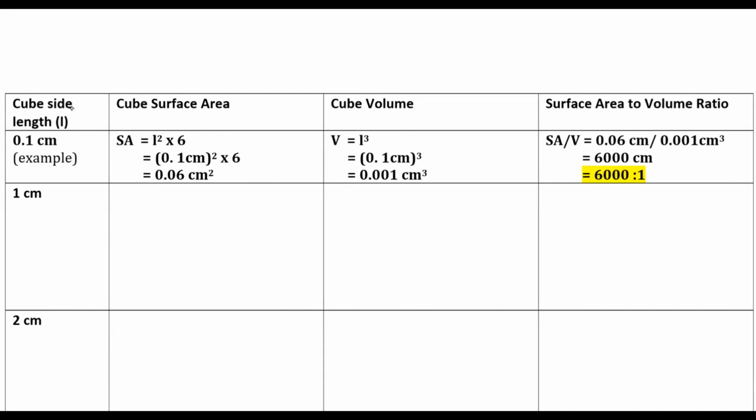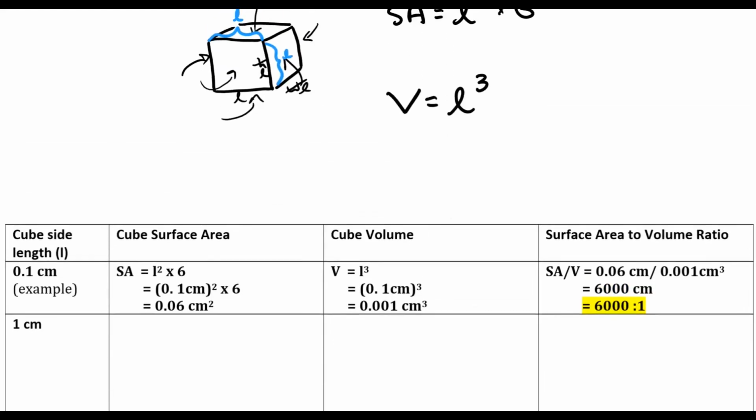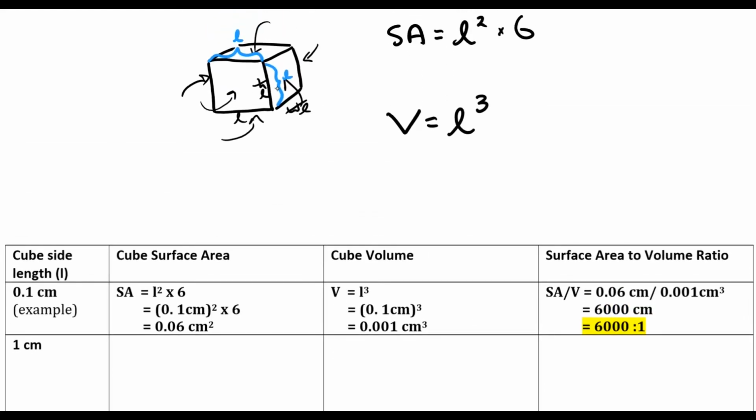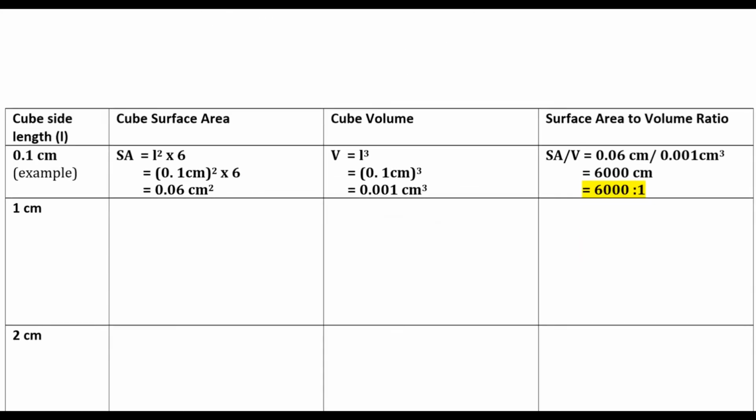We've got a cube with side length of 0.1 centimeters. That's 1 millimeter. So when we calculate the surface area, this is going to be the surface area of all of the surfaces on this cube. We take the length squared and multiply it by 6. So with a cube that's 0.1 centimeters, the total surface area of that cube is 0.1 squared times 6, so 0.06 centimeters squared. Sure, no problem.